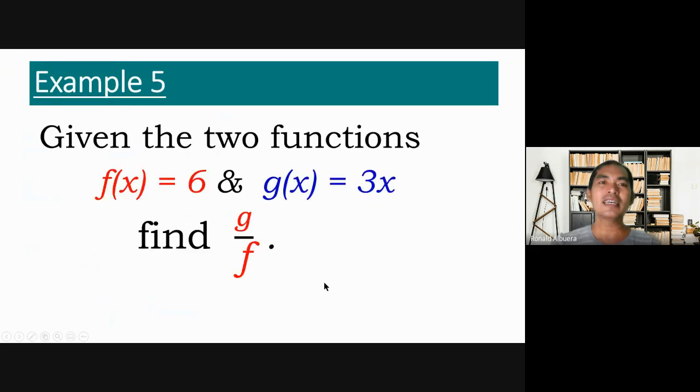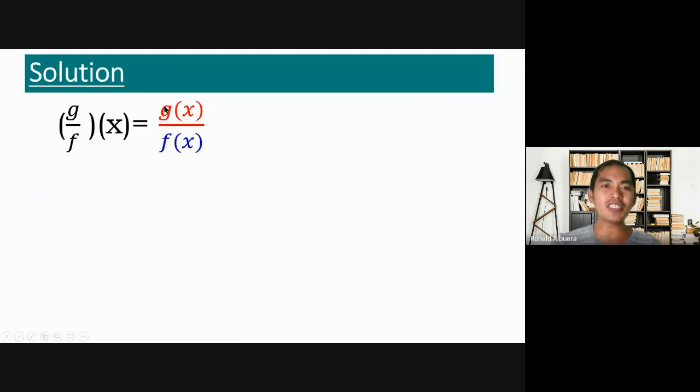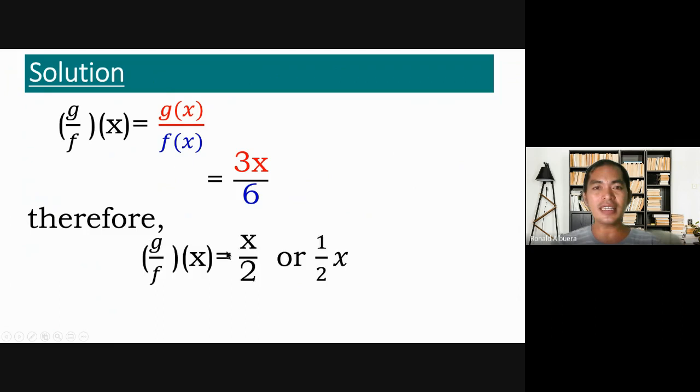Okay. Another. Okay. Tingnan na daw natin kung anong mangyayari dito. Given the two functions f of x equals 6 and g of x equals 3x, find g over f. By definition, g of x over f of x, then we substitute our g of x ay 3x at ang f of x natin ay 6. But then 3x, pwede natin i-divide sa 6 yung 3. 3 over 6 in lowest term ay, so we have x over 2. Or we can write as 1/2 of x.